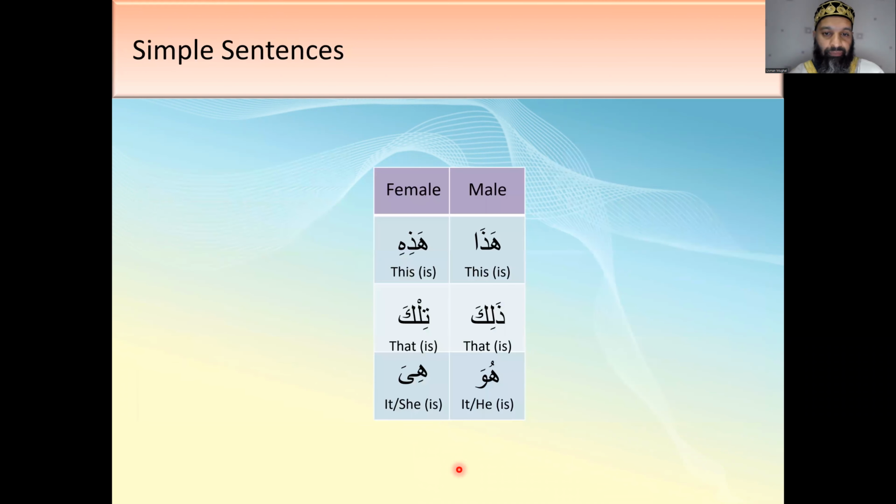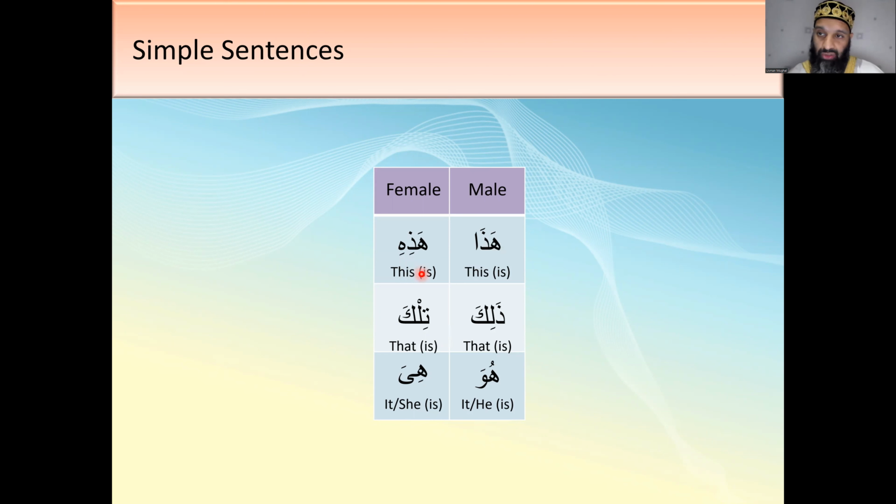Okay. So this was the table we had to learn. This is how you say this is, هذا. If you're talking about something masculine, هذا. If you're talking about something feminine, then it's going to be هذه. So if the Quran talks about something feminine, it's going to use هذه. If it talks about something masculine, it's going to be هذا. So you have to learn هذا and هذه, masculine, feminine. Then you're talking about something far away, ذلك, if it's masculine, تلك, if it's feminine.